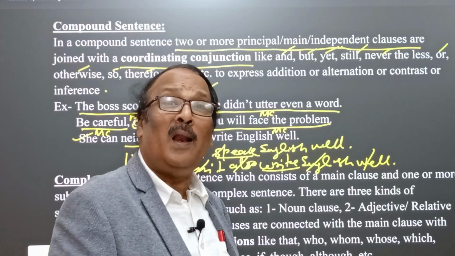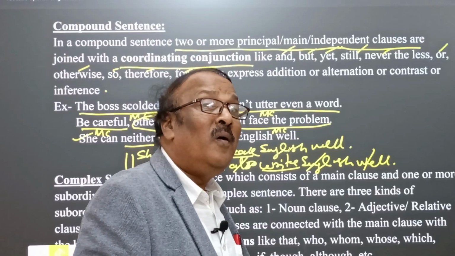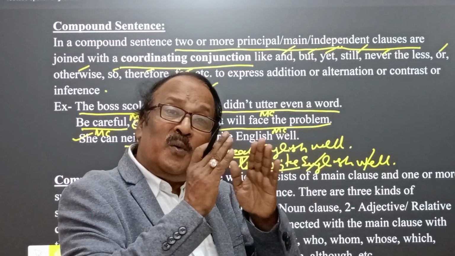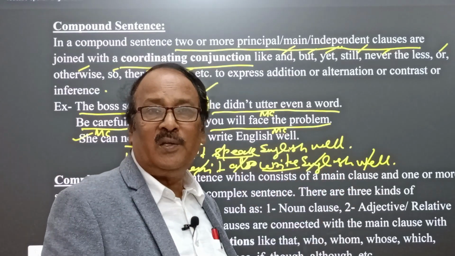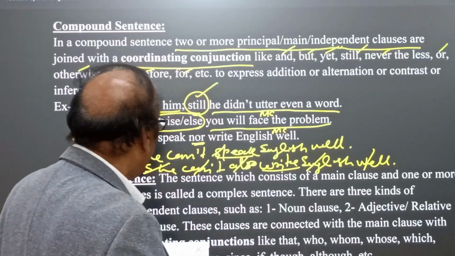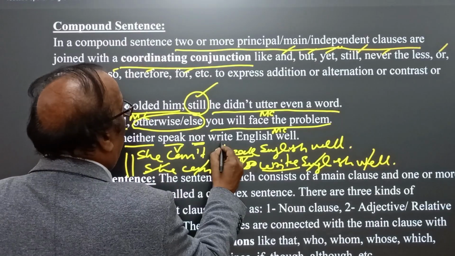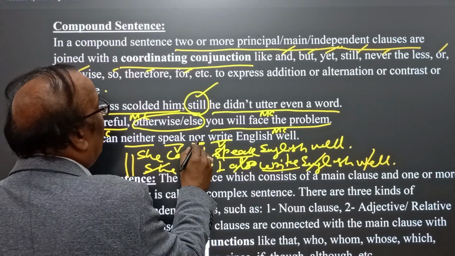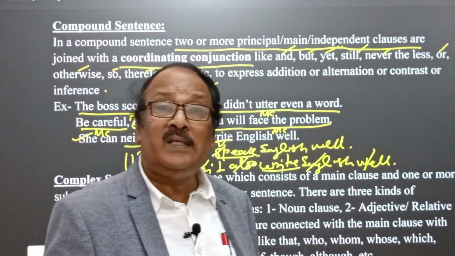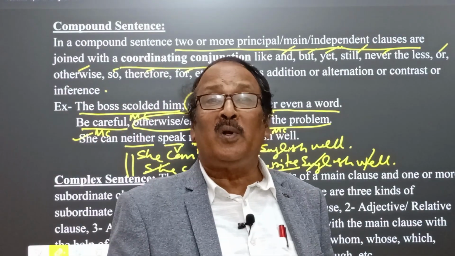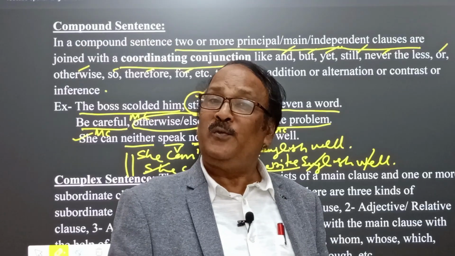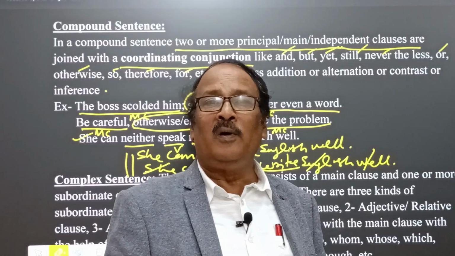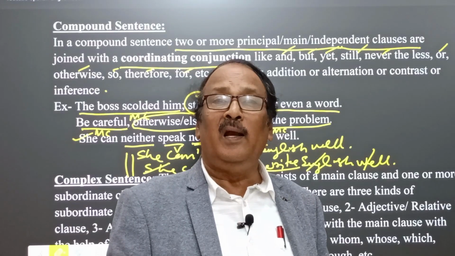They maintain balance of noun, verb, adjective, and adverb in order to make a complete, meaningful sentence. Here speak is the verb and write is the verb. She can neither speak nor write English well. It means she has no proper capacity of speaking English well, and side by side, she has also no ability in writing English well.